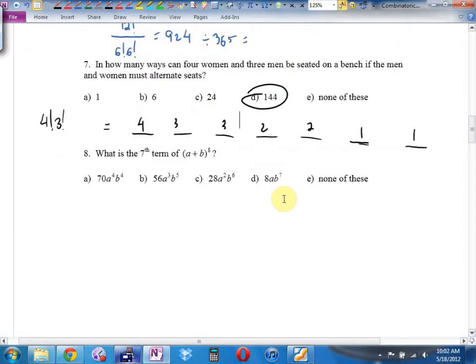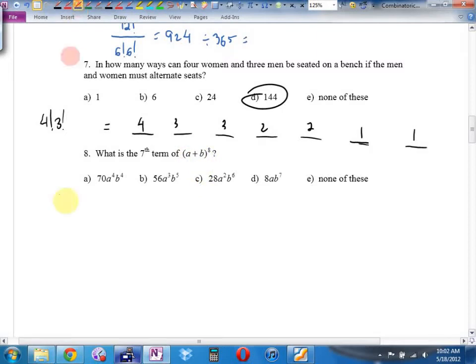Number 8. What's the 7th term of that there? I'll give you a question like this, but I think, Shannon, this one's actually a little too easy. On your test, I'll put something in front of that term, because I'll give you a number to pull out of the exponent as well, okay?